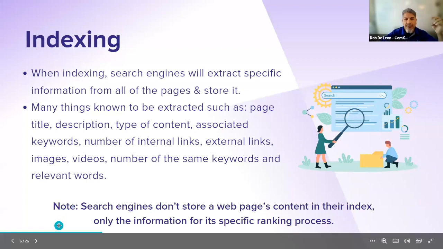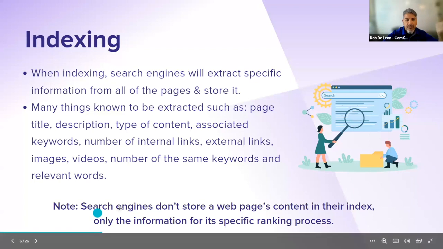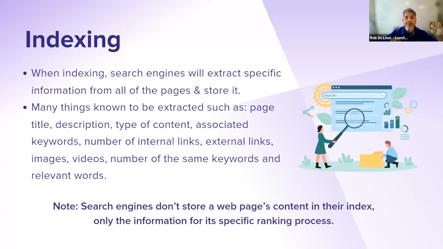So many things are known to be extracted, such as the page title, the description of the page, the type of content, associated keywords, number of internal links, external links, the images, the videos, the number of the same keywords, and even the relevant keywords. Search engines don't store a web page's content in their index. They store the information specific to the ranking process, okay?